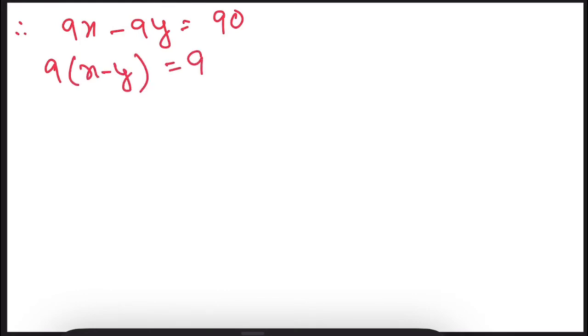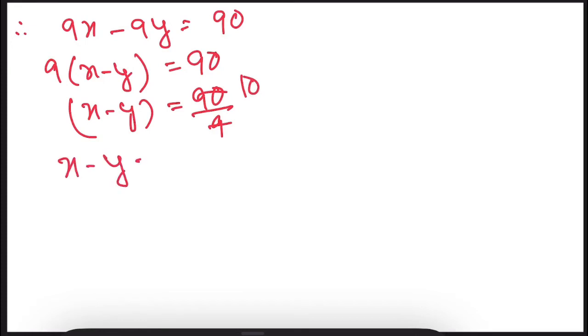So now let's do the first equation. Therefore, PQ is 9x minus 9y equals 90. Take 9 common: x minus y equals 90 upon 9, which is 10. So x minus y equals 10. This is our first equation.